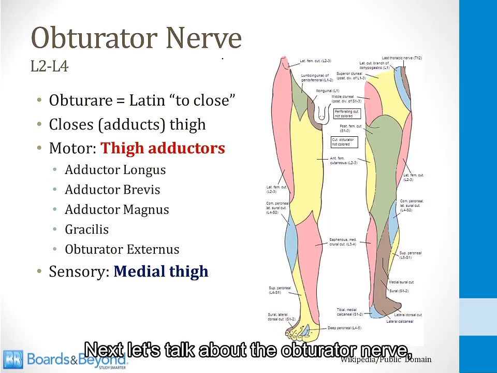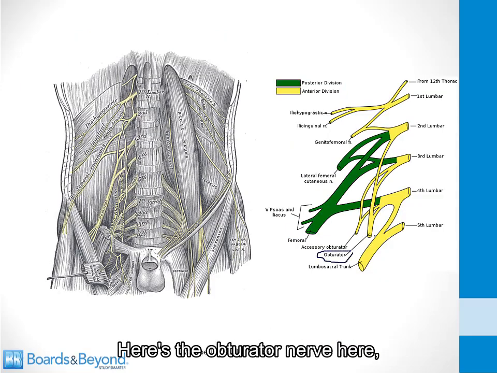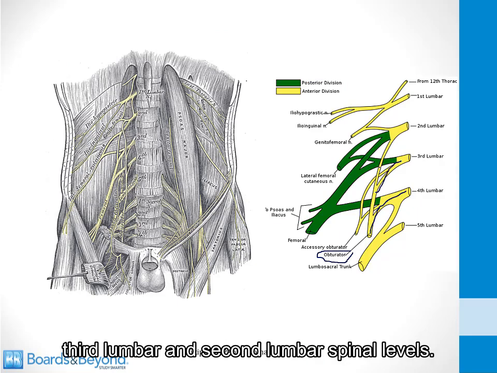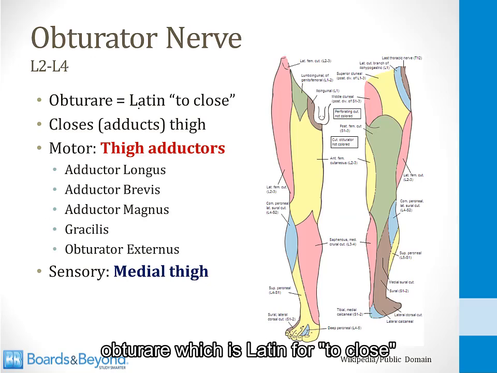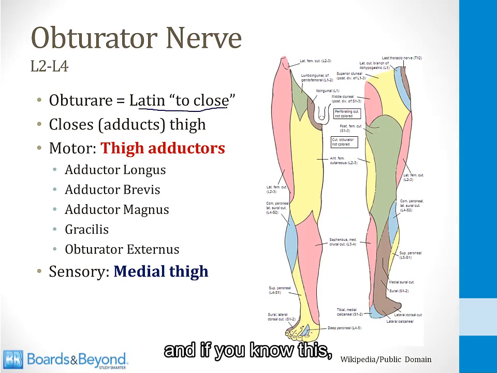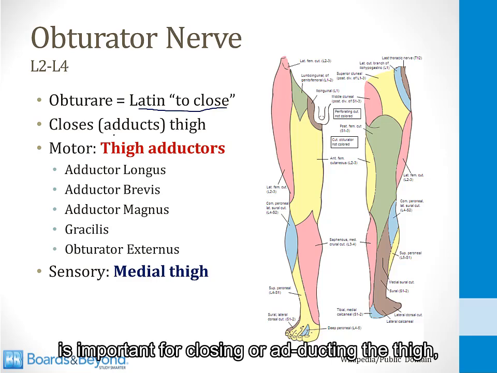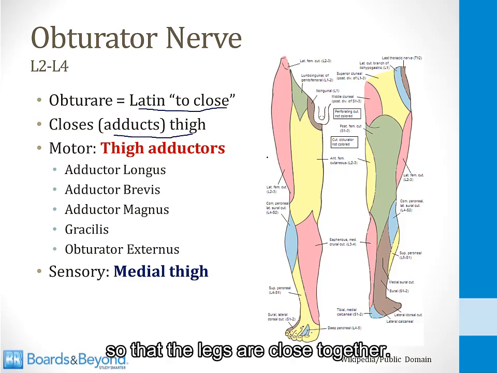Next, let's talk about the obturator nerve, which derives from the L2 to L4 spinal roots. Here's the obturator nerve here. It derives its innervation from the fourth lumbar, third lumbar, and second lumbar spinal levels. The obturator nerve gets its name from the word obturare, which is Latin for to close. And if you know this, it's easy to remember that the obturator nerve is important for closing or adducting the thigh, meaning bringing the thigh back to midline so that the legs are closed together.